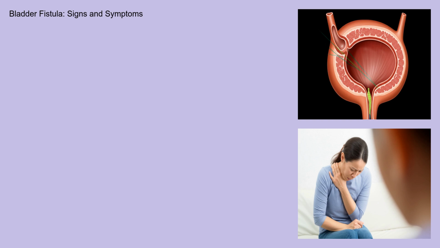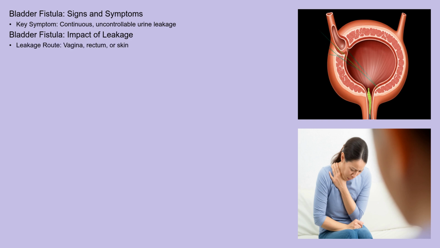The signs and symptoms of a bladder fistula can be quite distressing and significantly impact a person's quality of life. The most prominent symptom is continuous, uncontrollable leakage of urine, which can occur through the vagina, rectum, or even the skin, depending on the fistula's location. This leakage can lead to skin irritation, infections, and a persistent unpleasant odor. Other symptoms may include pain, recurrent urinary tract infections, and, in some cases, fecal incontinence if the fistula involves the rectum. For women, the condition can also cause significant social isolation, depression, and difficulties with sexual function.